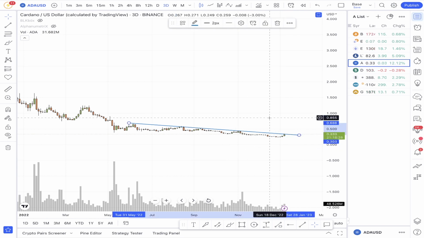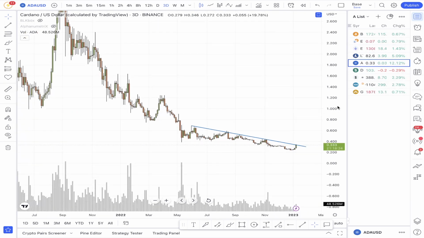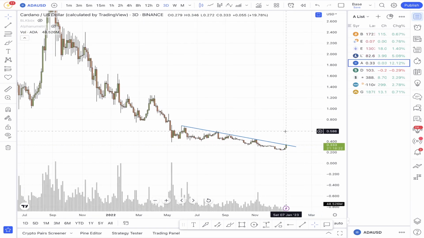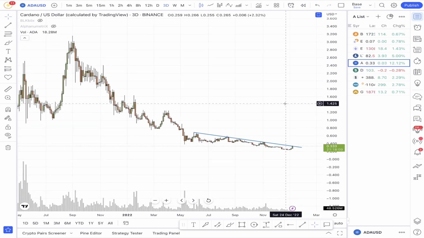Still not quite above, but it's nice that it is threatening a resistance break here. That's a positive sign for Cardano. Cardano had about a 19% 3-day candle here, nearly a 20% 3-day candle, but it's currently up against resistance. If we can get above that resistance, it could be good.